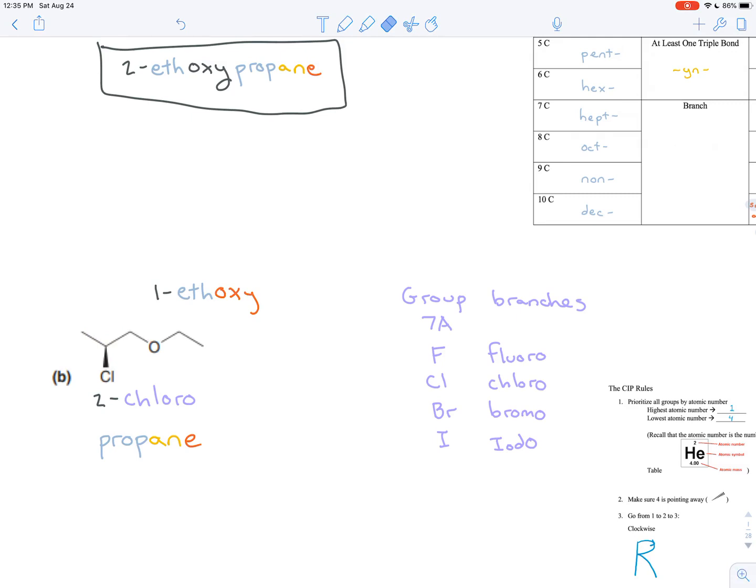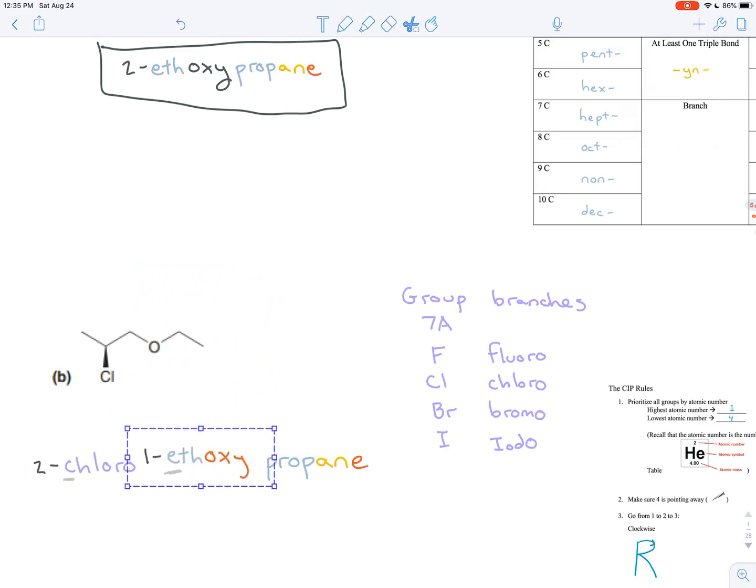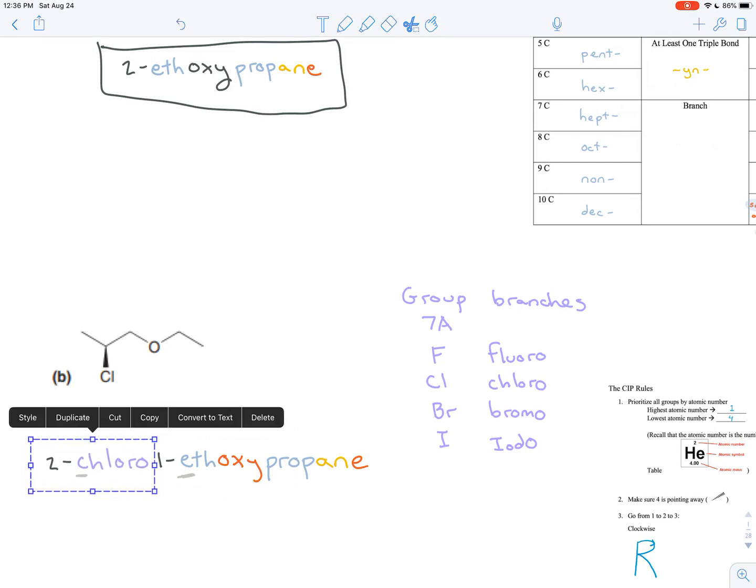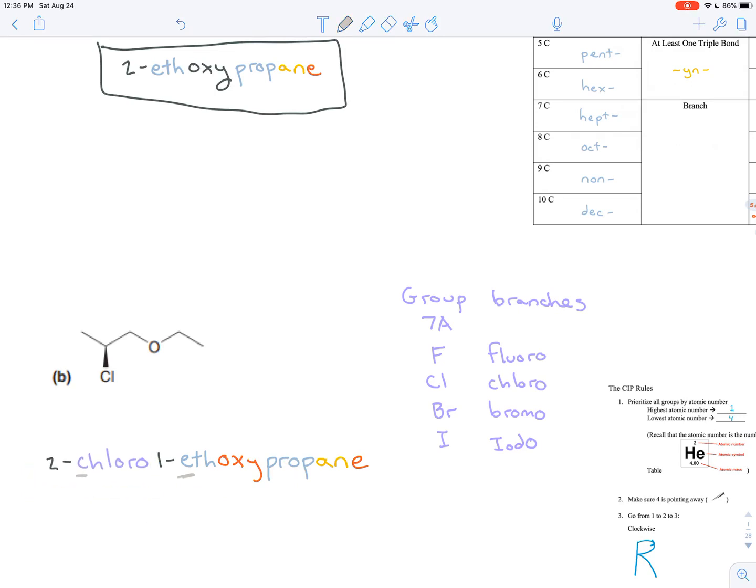All right, we have our two branch names, and we have our backbone name, and we could even put them in order. The backbone name always comes last. When you're ordering the branch names, you always do it alphabetically. So C here comes before E, so 2-chloro will come before 1-ethoxy. Always between numbers and letters goes a dash. Okay, so far we have 2-chloro-1-ethoxypropane.